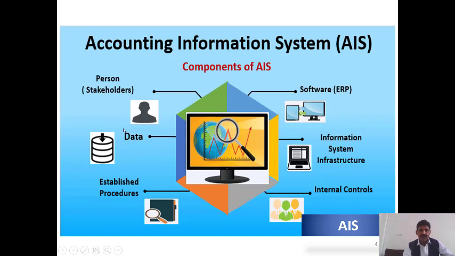figures, numbers, alphabets, dates, and concepts, whatever the data may be. But whenever it is unprocessed, unorganized, it is called data. But whenever the same data are processed through information system infrastructure, through software or a manual accounting information system, then it becomes information. Next is established procedure.